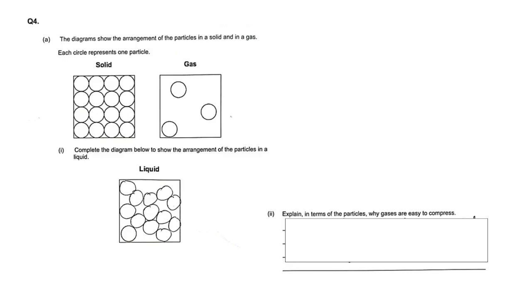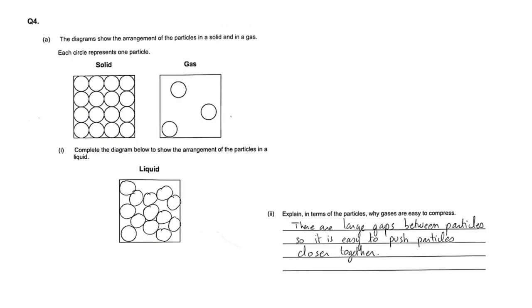Explain in terms of the particles why gases are easy to compress. So if you look in the gas, there's a lot of space in between the gas particles. Therefore, it's easy to compress it. Okay. There are large gaps between particles, so it is easy to push particles closer together.